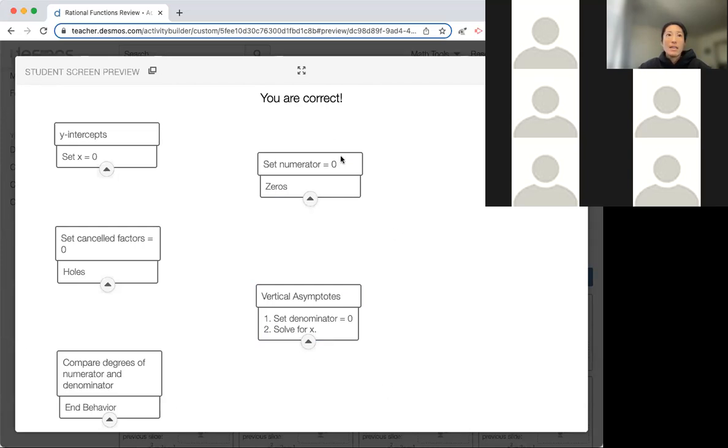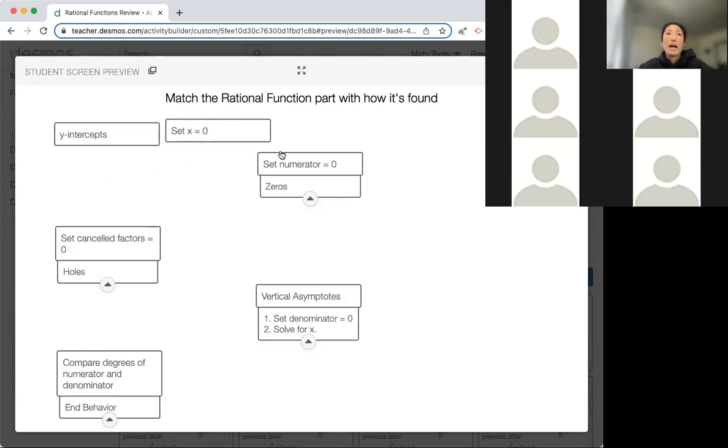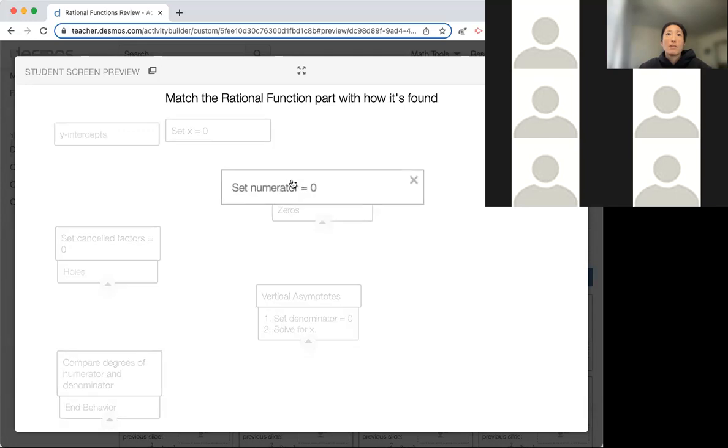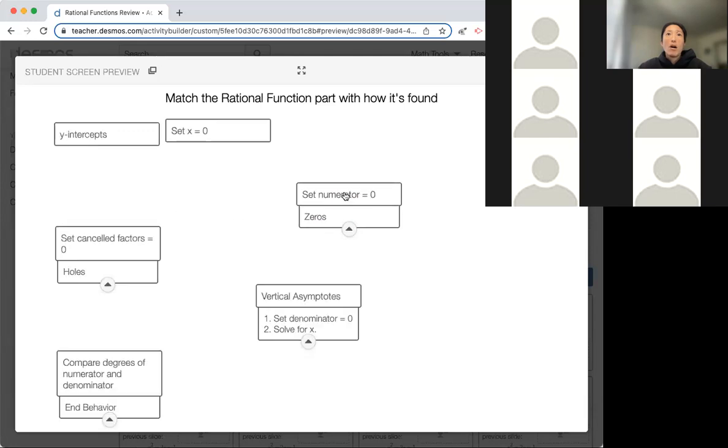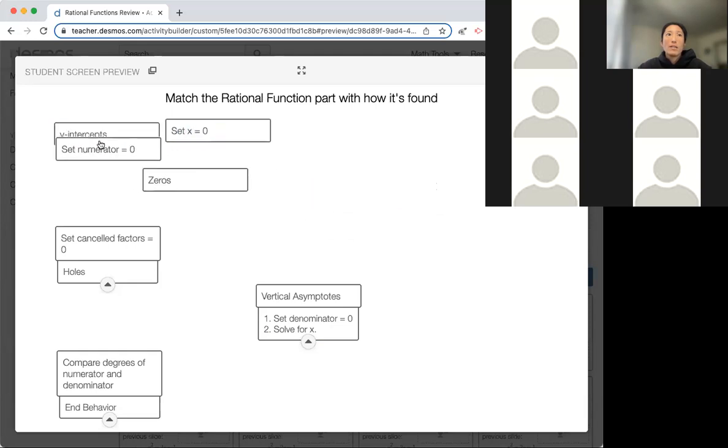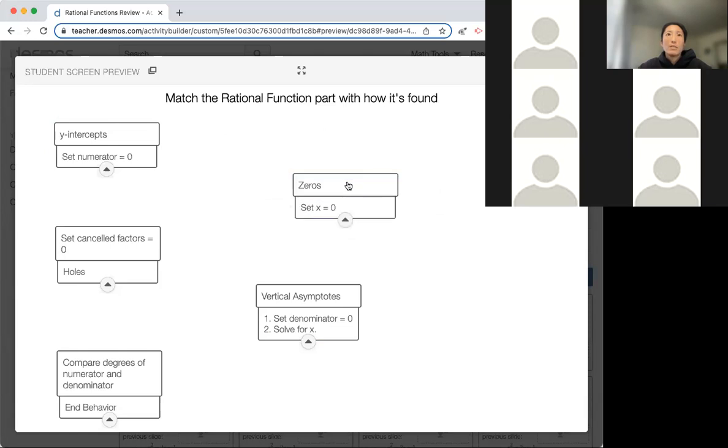These matches at the top say you are correct, so I've got this right and can move on. Now, if you were doing this on your own and accidentally matched two that were wrong, say you matched y-intercepts with set numerator equal to 0 and a 0 with set x equal to 0, there's nothing at the top that says you are correct. That would be an indicator that there's a mistake somewhere.